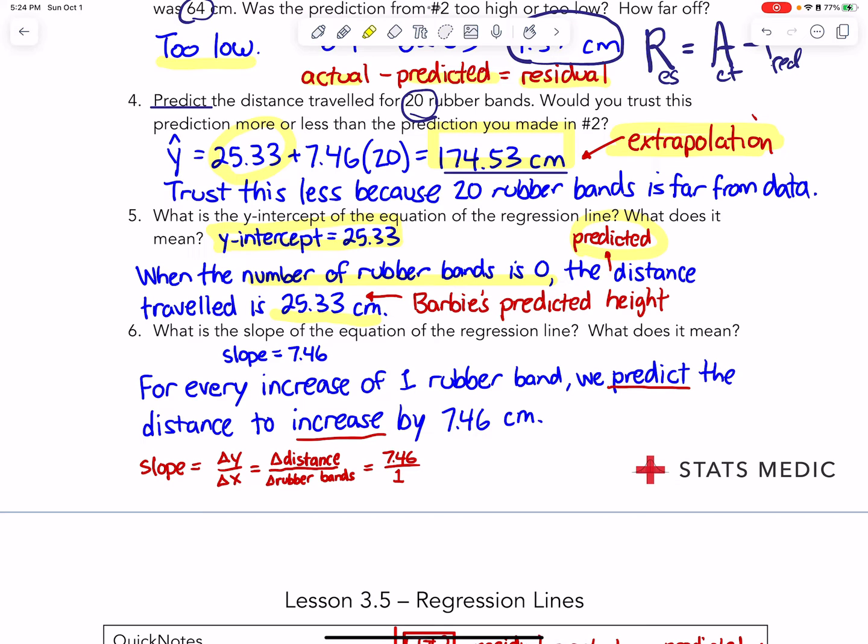Secondly, slope. Remember the slope is the one that was next to the x, and that's 7.46. You just need to describe it though. For every 1 rubber band, we predict it to increase by 7.46 centimeters.